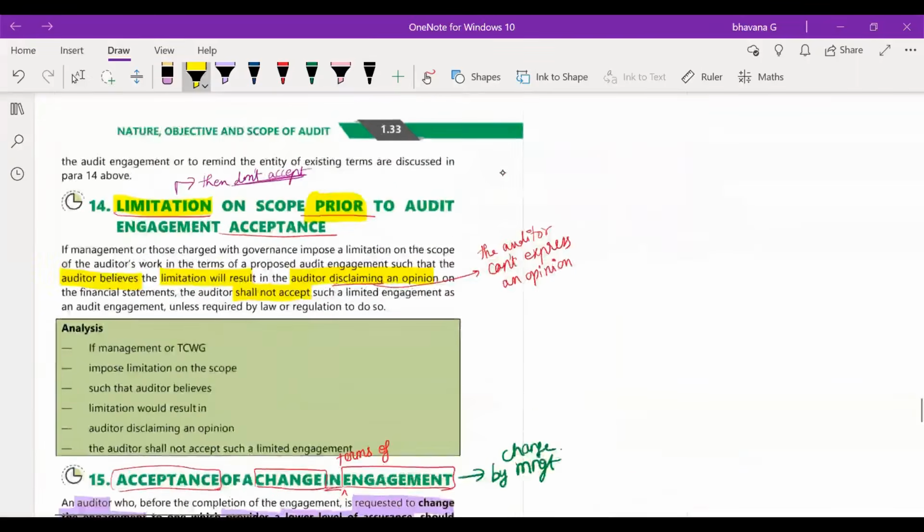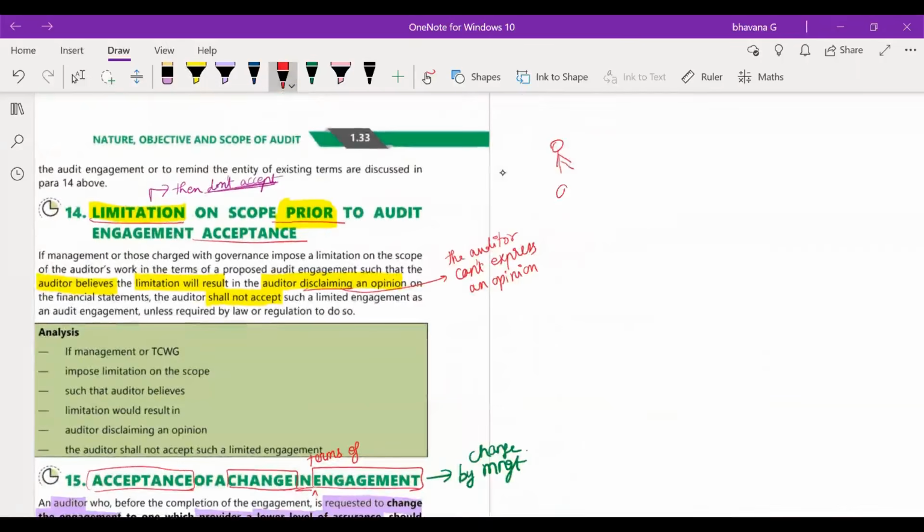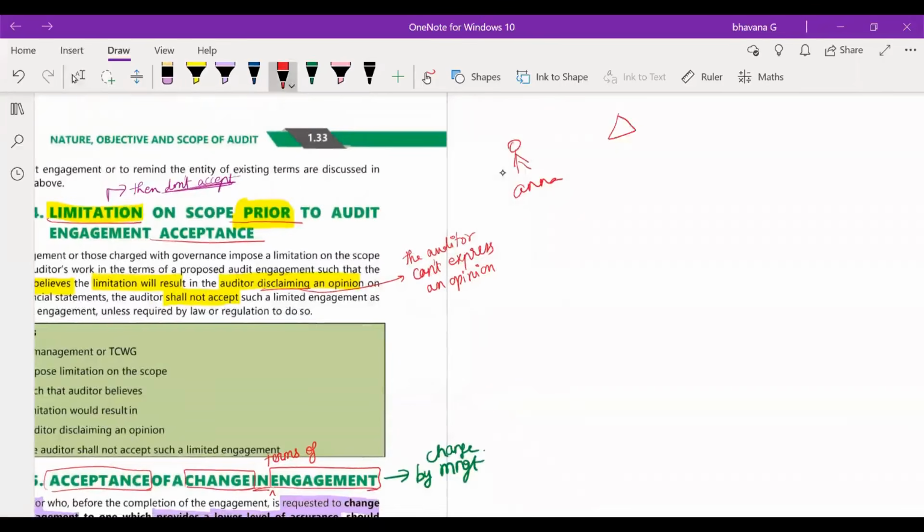Okay. So here what this topic is trying to tell you is that our auditor Anna has come. He is going to accept the Reliance Industries audit. But prior to the acceptance, before he has even accepted the audit, there has occurred some limitation on the scope from Reliance Industries. So now we are going to understand that in detail. I hope the topic is clear.